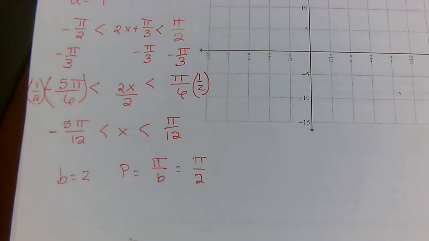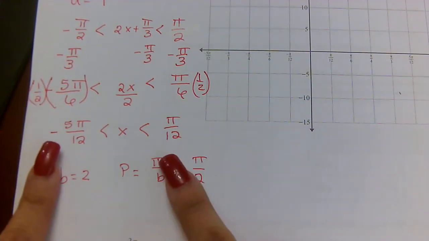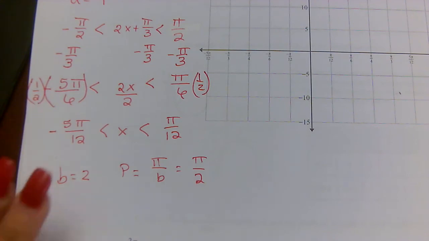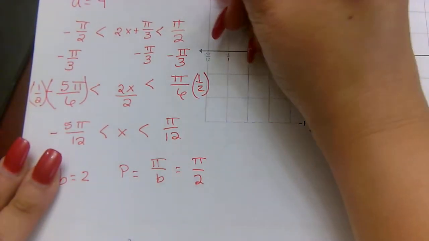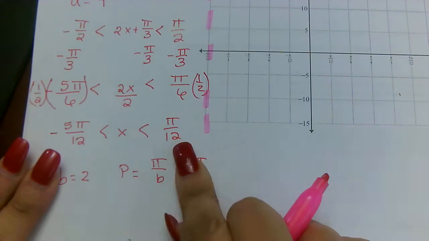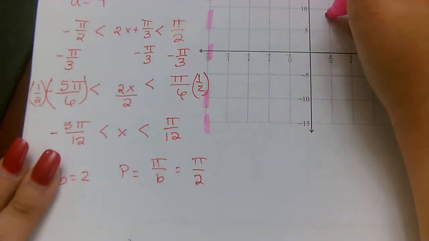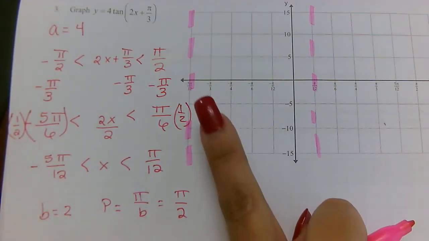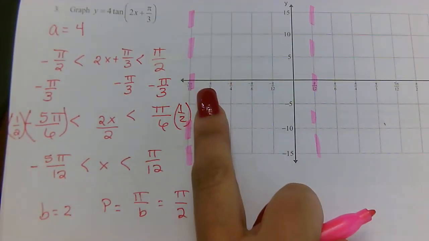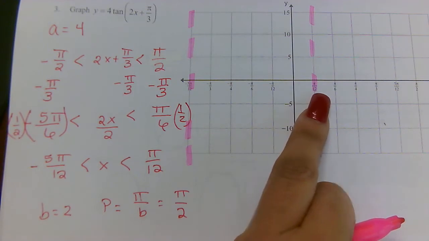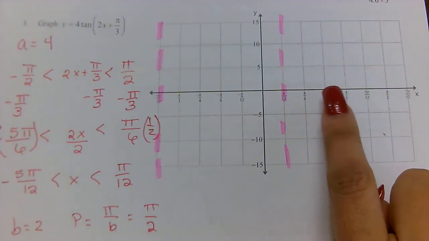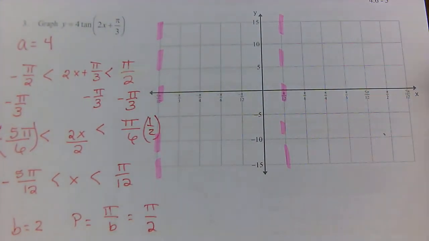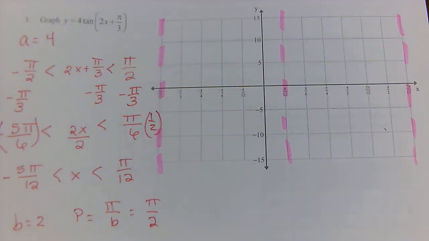Okay, so first thing I'm going to do is go ahead and draw my asymptotes according to my new asymptotes. So negative 5 pi over 12 is actually way over here. Positive pi over 12 is right here. That's where my asymptotes are going to be. Next thing I'm going to do is just count. So I have 1, 2, 3, 4, 5, 6. I'm going to go 6 in this direction. 1, 2, 3, 4, 5, 6. It so happens to be here. Next thing I'm going to do is go halfway between.